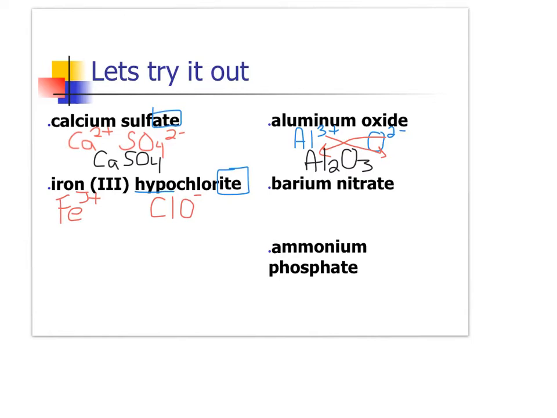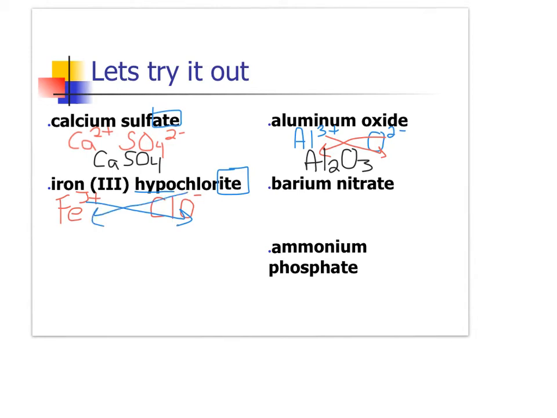There's some bonding that goes into that. We'll worry about bonding in the next unit. Right now, let's just worry about naming these compounds. So when we see that, we can see that our charges do not match up. I have a positive 3 on my iron and a negative 1 on my hypochlorite. Charges don't match up, so I do the crisscross method.